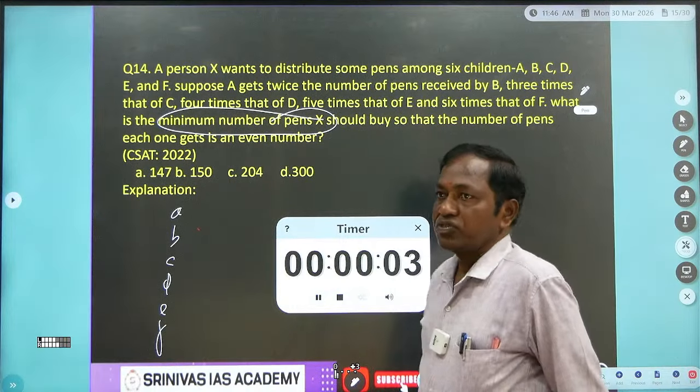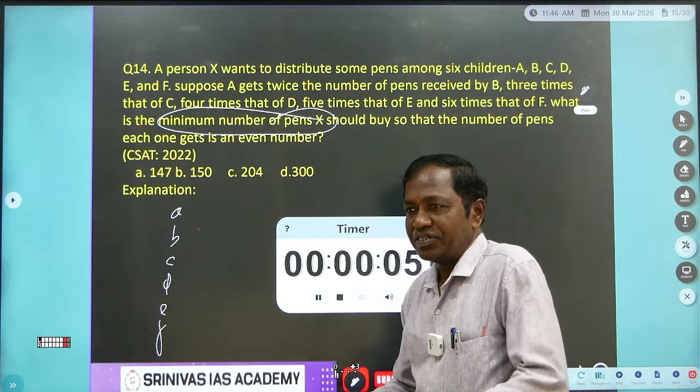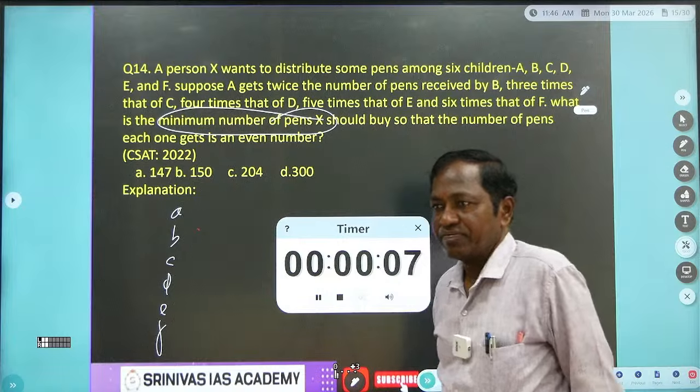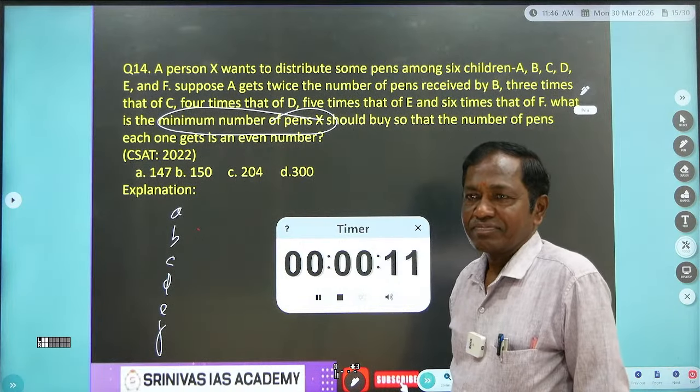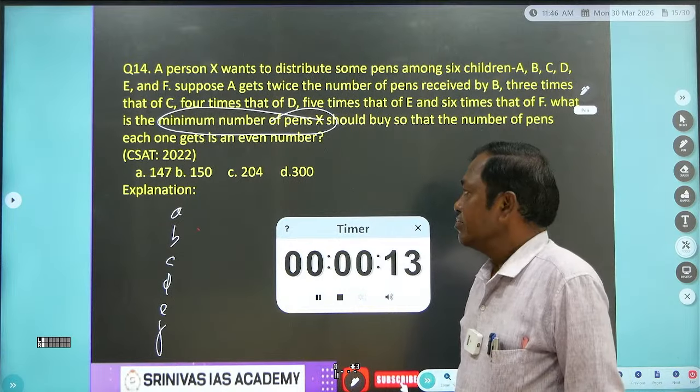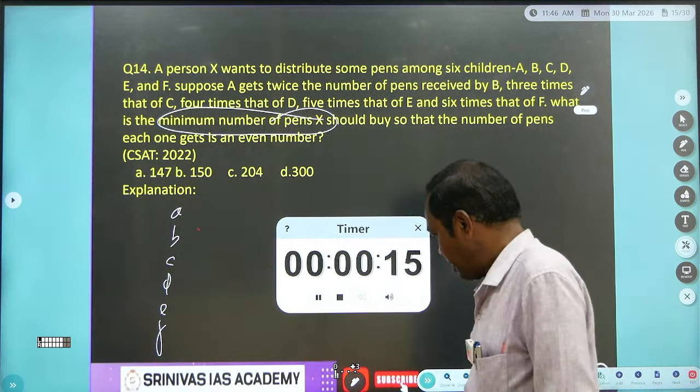Yeah, try and solve this question. Little additions, subtractions is there. It's a puzzle type question.